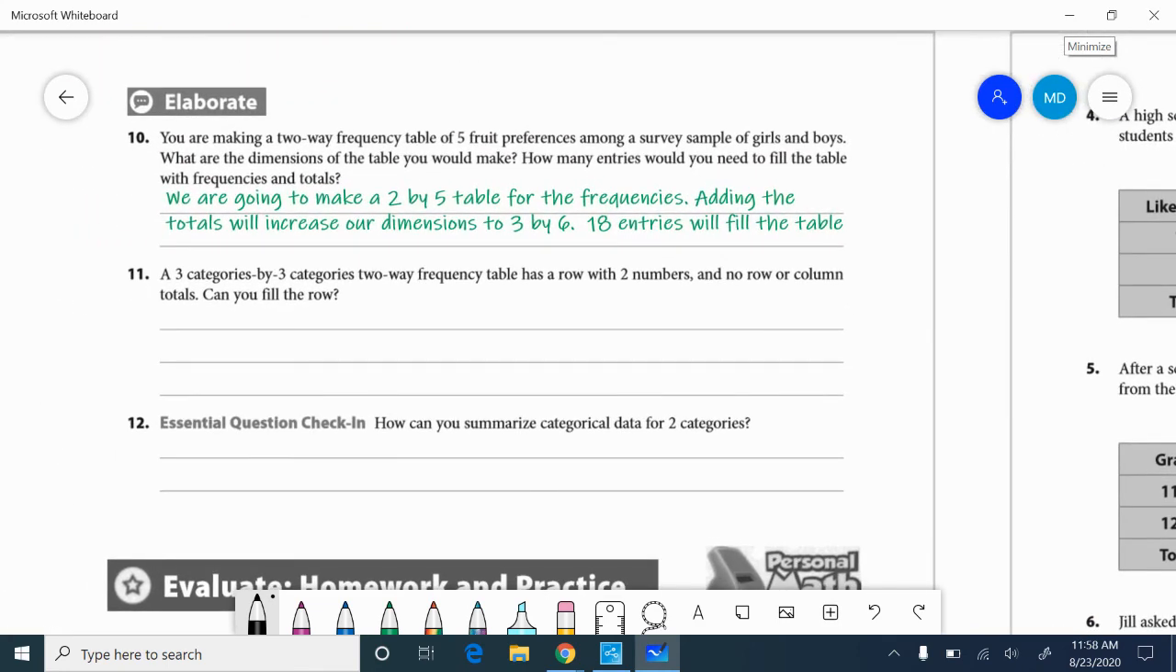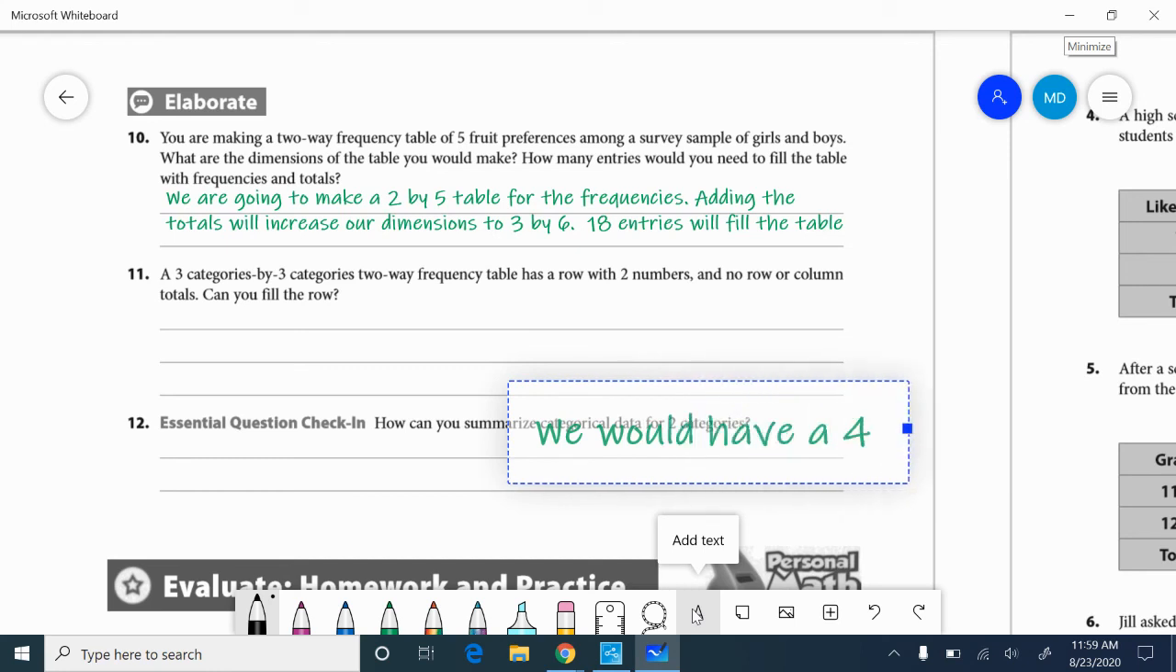All right. 11, a 3 categories by 3 categories two-way frequency table has a row with 2 numbers and no row or column totals. Can you fill in the row? Well, if it's a 3 category by 3 category two-way table, that's a 3 by 3. But then to include all the totals, that would increase our dimensions. We would have a 4 by 4 table.